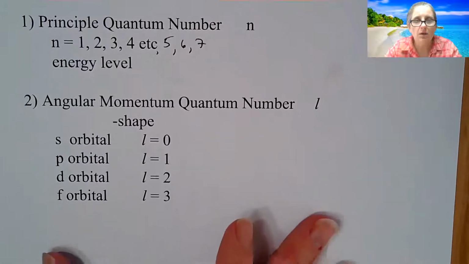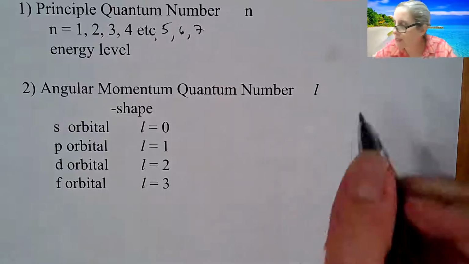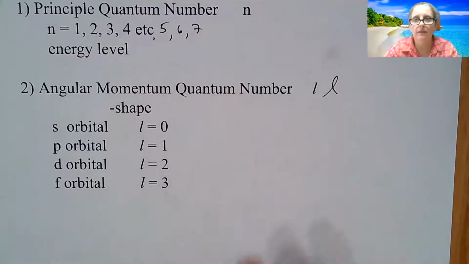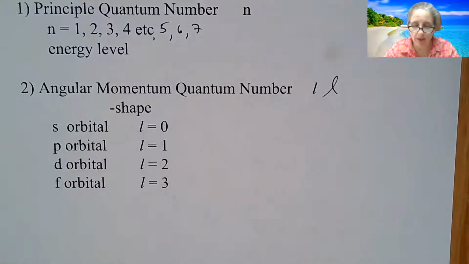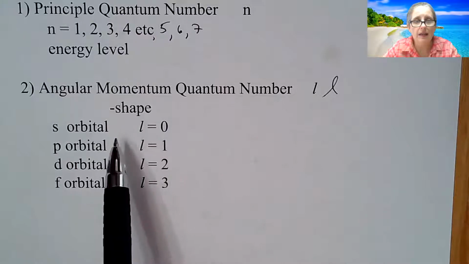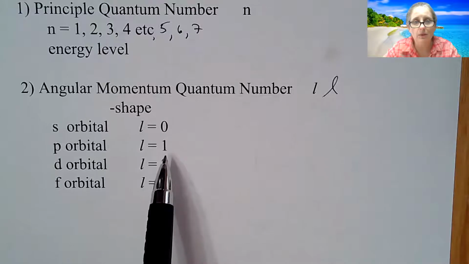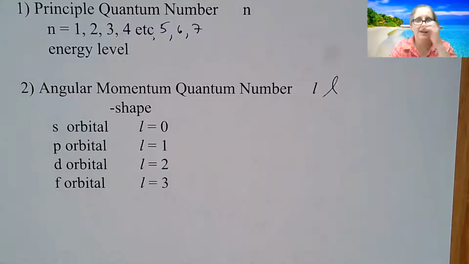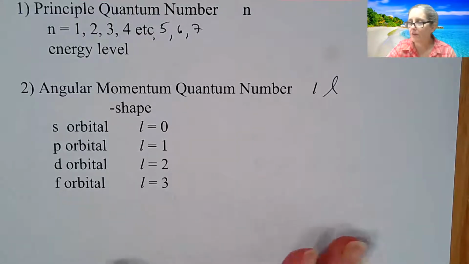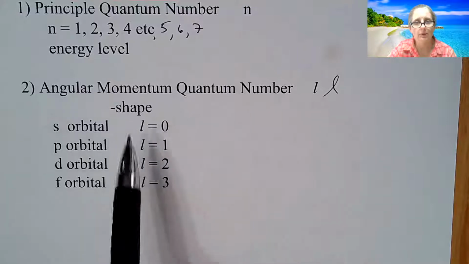Then we have something called the angular momentum quantum number. It is going to be a cursive L. I don't like how they do L's in Word, by the way. This is determined by what we call the shape of the orbital. So if it is an s orbital, it's going to have a 0 for its L, or its angular momentum quantum number. It's a 1 for a P, a 2 for a D, a 3 for the F. So again, it's kind of like a coding system for where the electron is going to be located. So this is called the angular momentum quantum number.